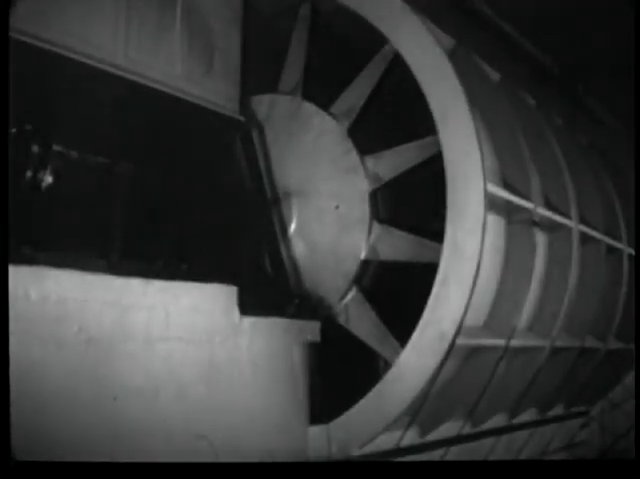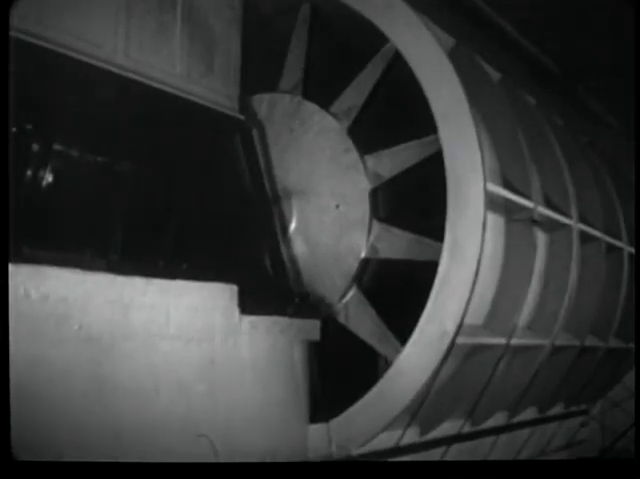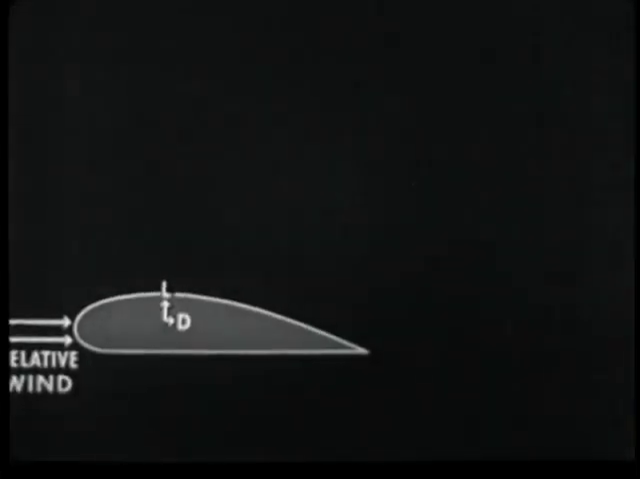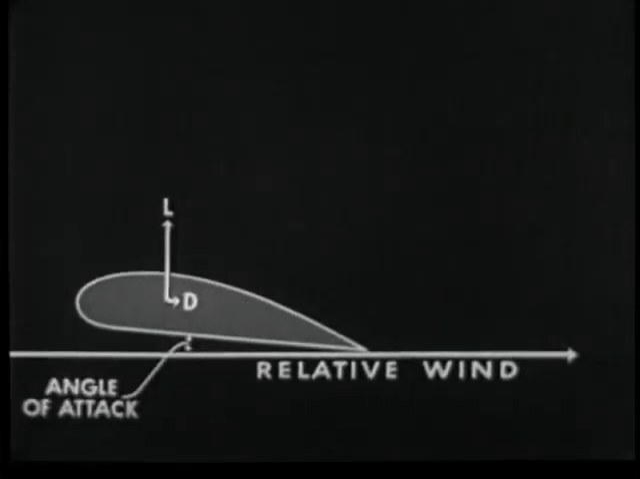The fans are 12 feet in diameter and have 12 blades. When driven at a speed of 700 RPM, they produce an airspeed of approximately 200 miles an hour in the tunnel. Wind tunnel tests show how lift and drag vary with the angle of attack of an airfoil.